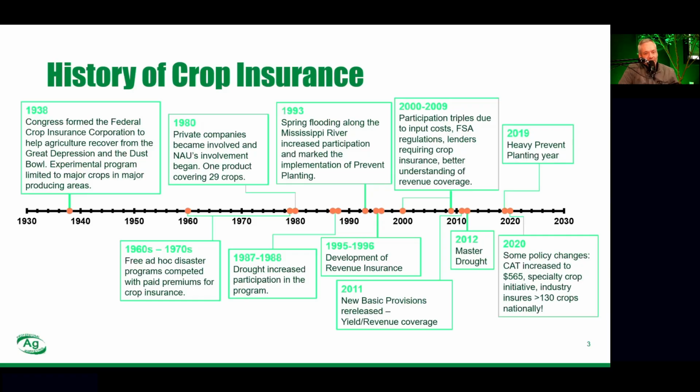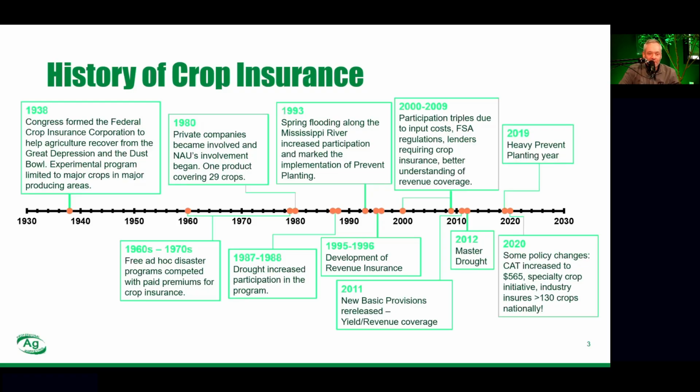A few changes have happened since that time period. Of course, products and coverages have evolved over the years. In the late 90s, early 2000s was one of the biggest changes, where we saw the biggest increase in participation with the creation of revenue products. Revenue products incorporate the yield with a price, and now we're insuring dollars, not just bushels. That really resonated with a lot of farmers, works very well with grain marketing plans, and we saw the participation in the program skyrocket after that.